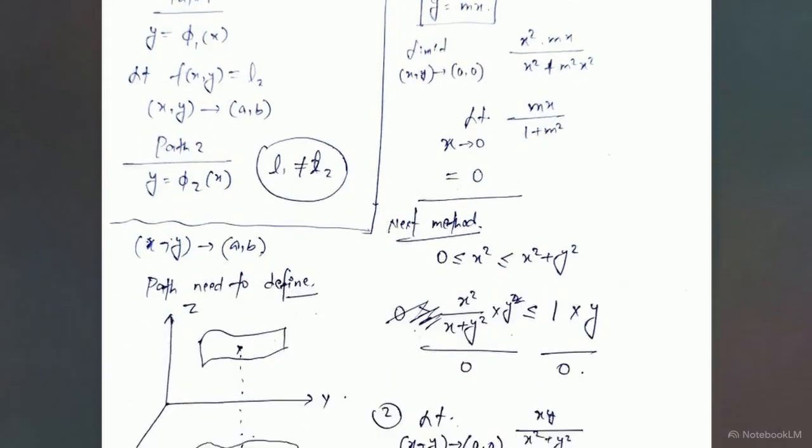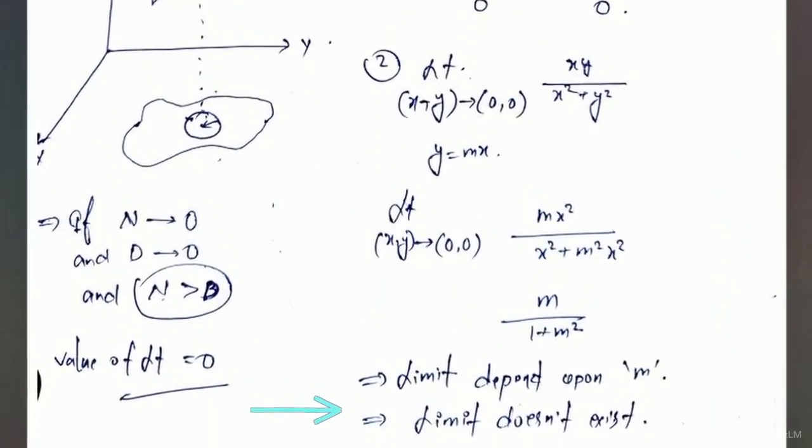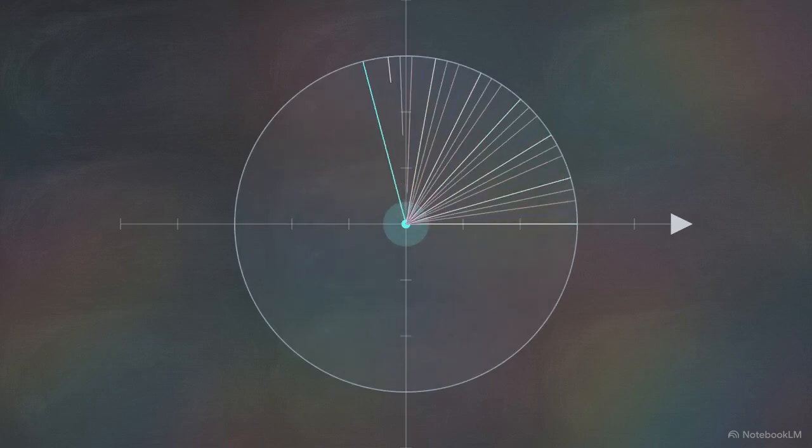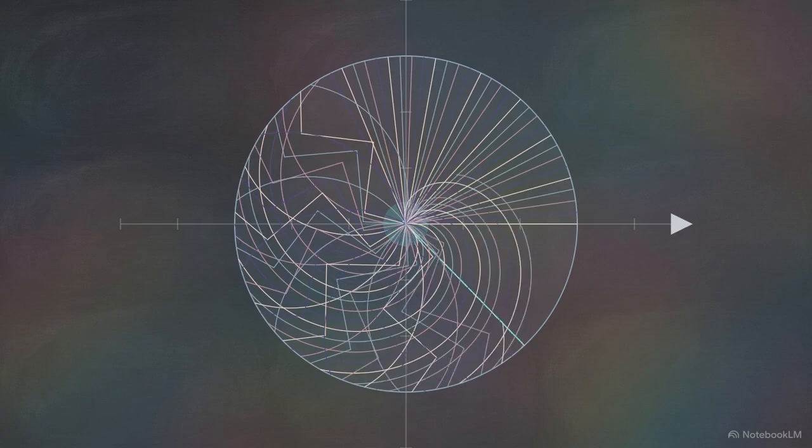Here, evaluations along the line y equals mx depend entirely on m. Because the output changes based on slope, the limit is invalid. Testing linear paths is insufficient. A multivariable limit exists only if it survives every possible geometric approach across the entire domain.